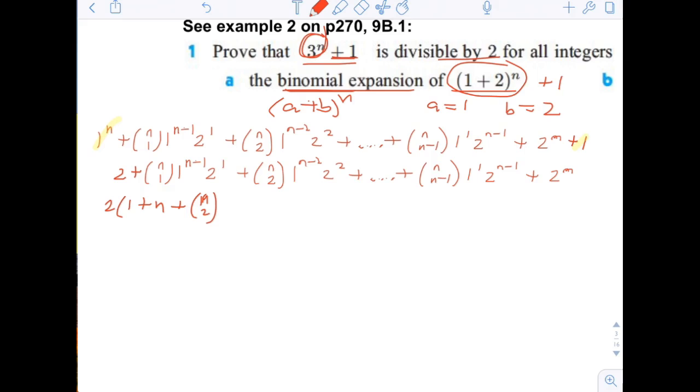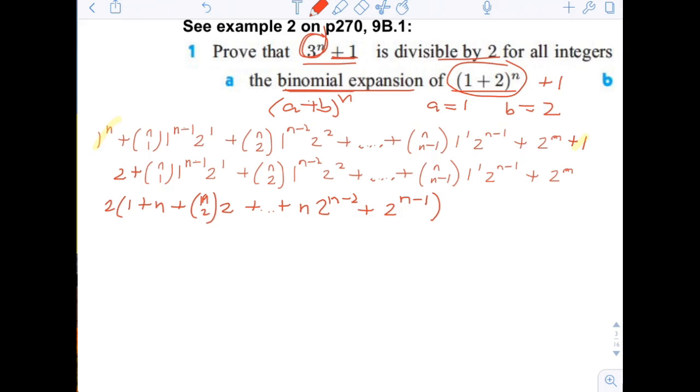And so n choose 2. 1 to the n minus 2 is 1. 2 squared, we're going to factor out 2, so we're left with 2 to the n minus 2. Until we get to the other side, and then we have n to the n minus 1, or n choose n minus 1, which is n. 1 to the first is 1, and 2 to the n minus 1 is going to be 2 to the n minus 2, because we're going to factor out a 2. And then finally the last one, instead of 2 to the n, it's going to be 2 to the n minus 1.